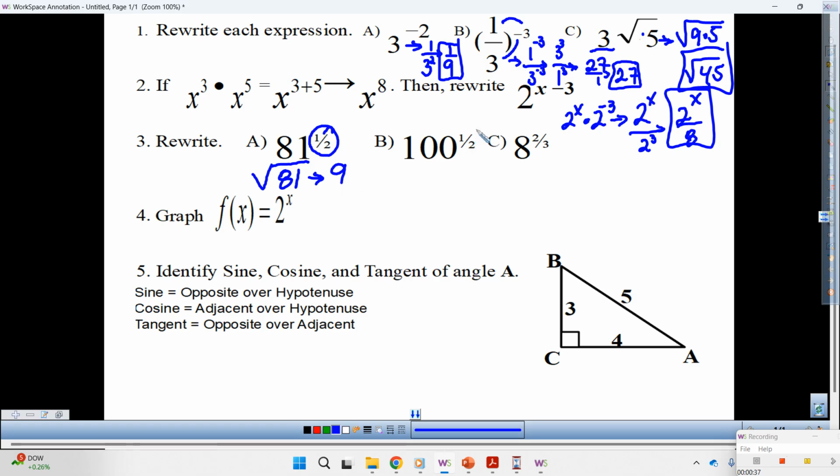Let's go with this one. 100 to the 1/2 exponent is what? Square root of 100, which is 10. I can go with plus minus 10. Right now I'm leaving it as a positive.